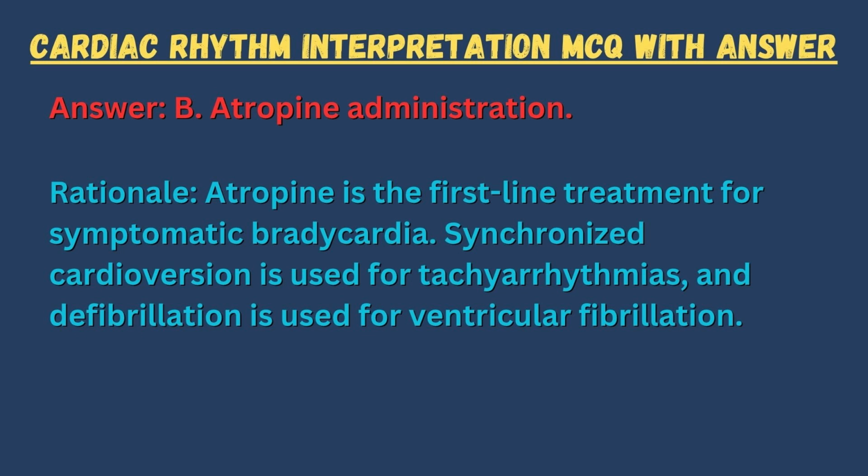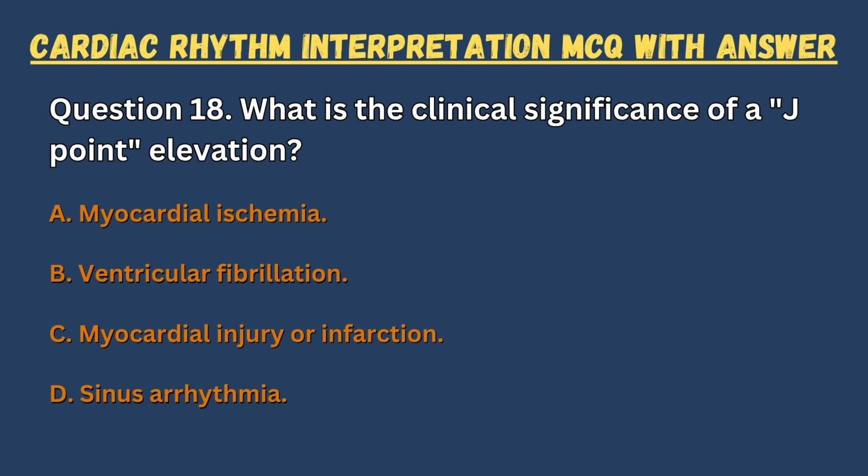Answer. B. Atropine administration. Rationale. Atropine is the first-line treatment for symptomatic bradycardia. Synchronized cardioversion is used for tachyarrhythmias, and defibrillation is used for ventricular fibrillation. Question 18. What is the clinical significance of a J-point elevation?